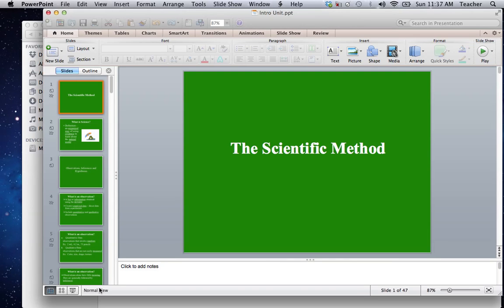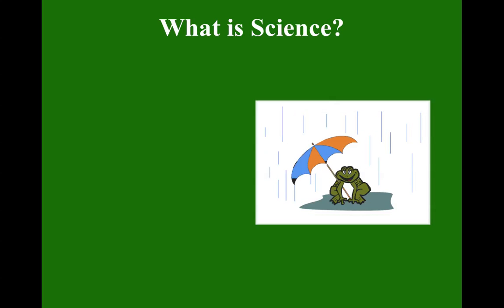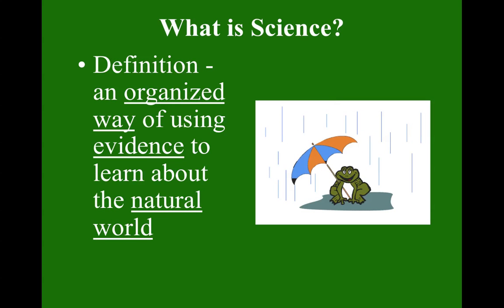Okay, to start things off with our first unit, we always take a look at the scientific method. But before we can actually do that, we need to first look and talk about science in general. So what exactly is science? We can define science as an organized way of using evidence to learn about the natural world.